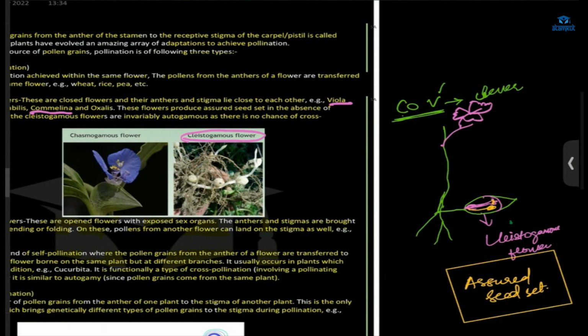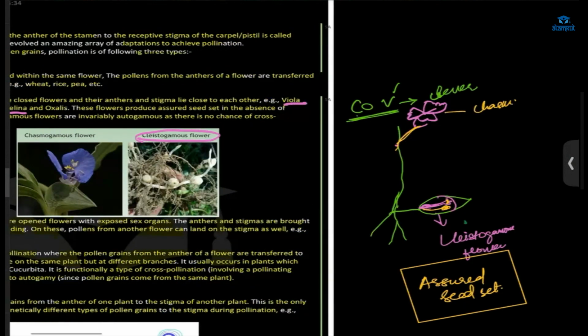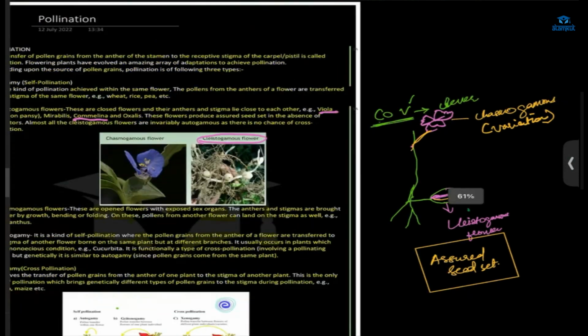Then there is the other flower, which is called chasmogamous flower. It is open, so here cross pollination will occur and there is chance of variation. So these flowers are clever, they have both types of flower. Understood?